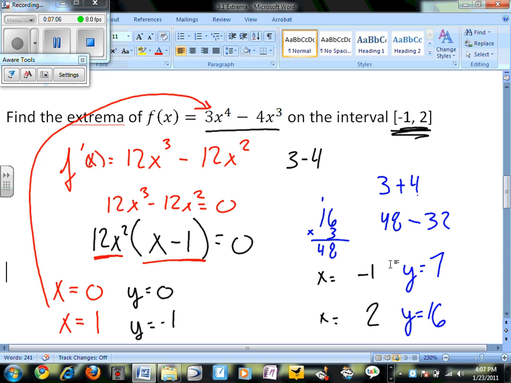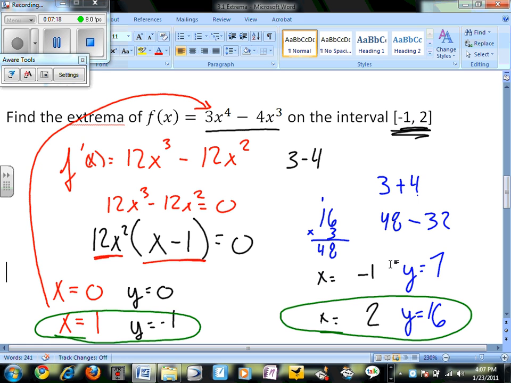So now I take the highest value is going to be my maximum. So it looks like y equal to 16. So my point 2, 16 is going to be my maximum. And my lowest looks like it's going to be 1, -1. So that's my minimum. So those are the minimum and maximum, sorry, the extrema, the minimum and maximum for that equation right there.